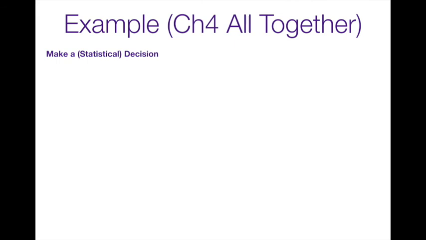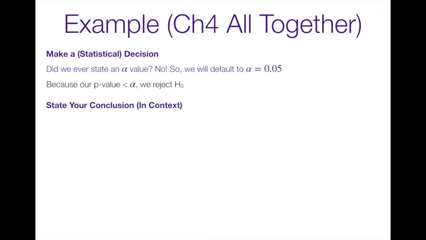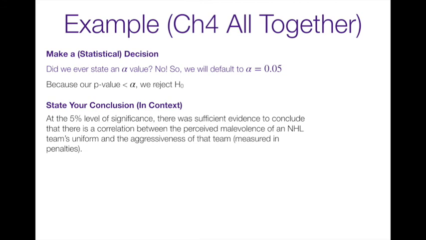Okay, next up, we're making a decision. Remember, this is formal. We're doing it in statistical language. So we need to compare our p-value to alpha, but did we state an alpha? Nope. So what do we default to? Default to 0.05. So our p-value is less than alpha. We reject. So now we have a decision.